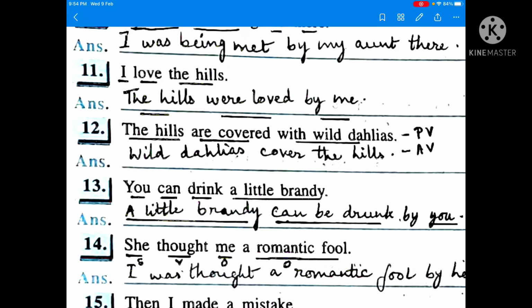The hills are covered with wild dahlias. This sentence is in the passive voice. To make it active voice, wild dahlias cover the hills. This is simple present tense.